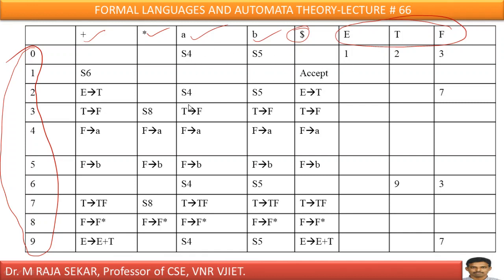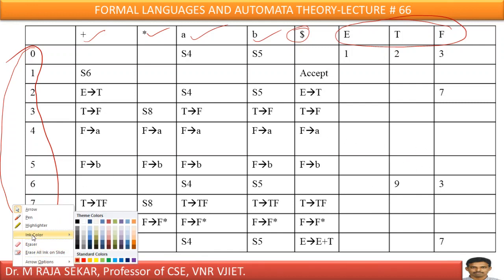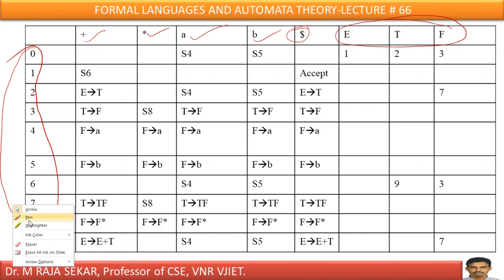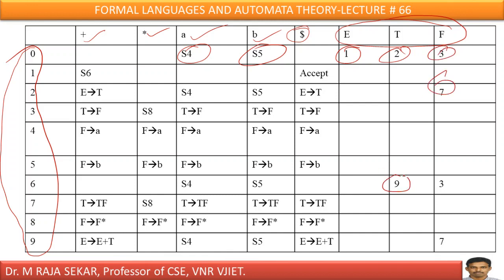S4, S5, S4, 1, 2, 3, 7, 9, all these things you can understand by referring to the go to graph, without any ambiguity, isn't it? Now we will try to understand other things.